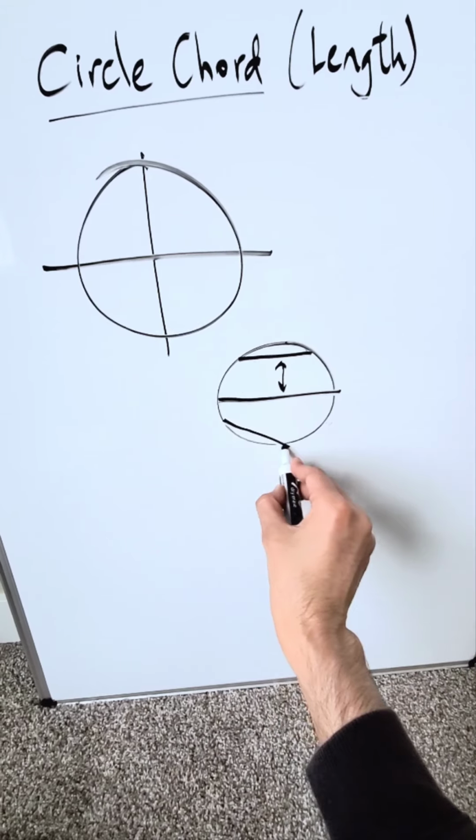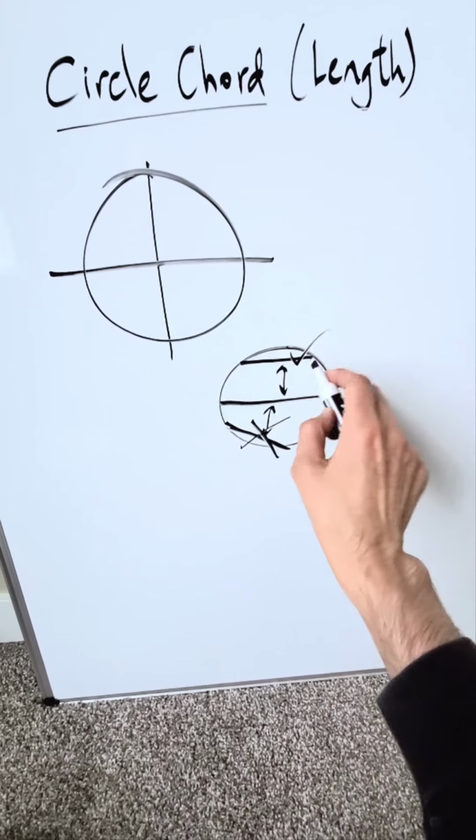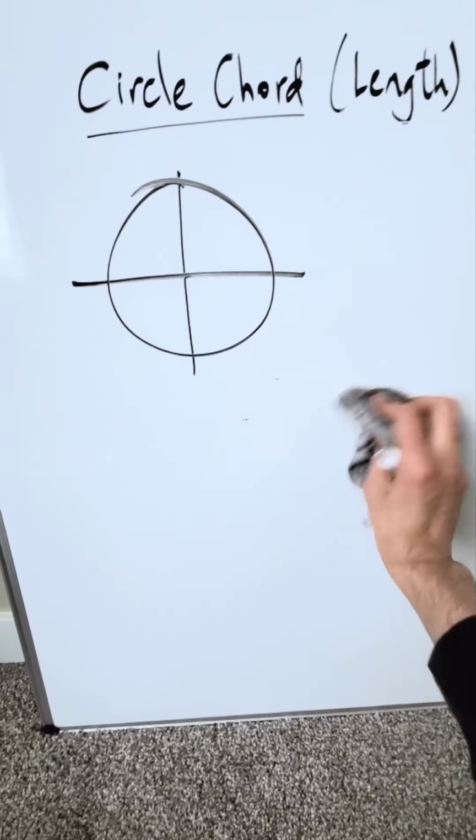But if I draw a chord like this right here, it is not parallel to my diameter. I'm not looking at something like this. I'm looking at something like this, a parallel chord to your diameter. How can we determine the length of such a chord?